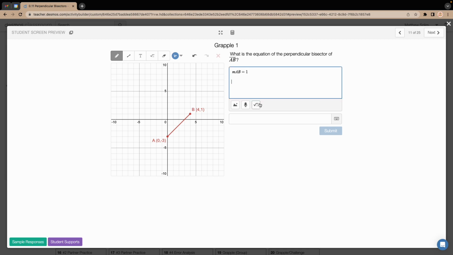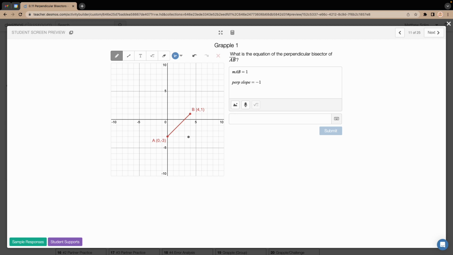So the perpendicular slope, I'm just going to call it the perpendicular slope, is going to be negative, right? Change the sign, flip the fraction. 1 over 1 flipped is still 1 over 1, so it's negative 1. So we need to have a slope of negative 1 to get a perpendicular line. Now this is not the perpendicular bisector though, because it doesn't go through the middle. We also need to find the middle of AB. So we need two things, the perpendicular line and the middle.